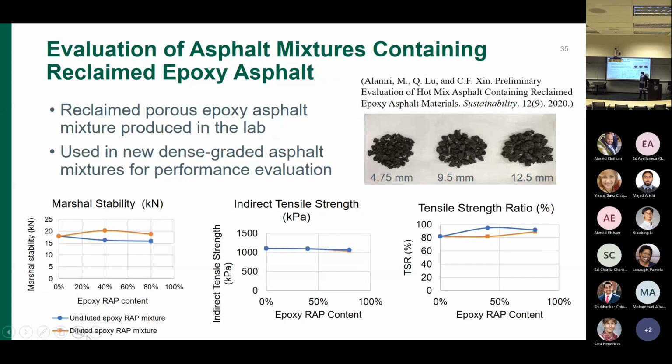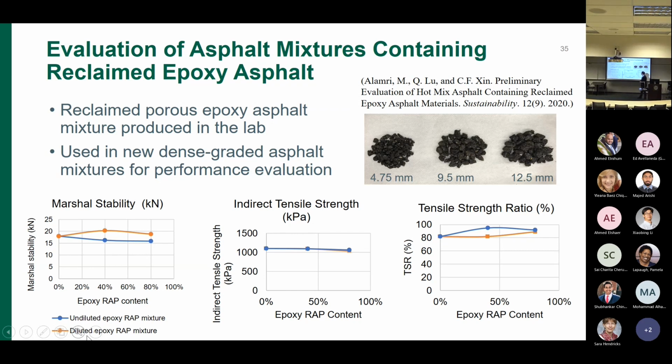Now, our second concern, which one of our previous students worked on, is to assess the recyclability of the epoxy asphalt mix. Okay. So basically, we artificially produced the reclaimed porous epoxy asphalt mix material in the lab, and then mixed the reclaimed epoxy asphalt mix material with new aggregates and new asphalt, and then evaluated the performance of this material.